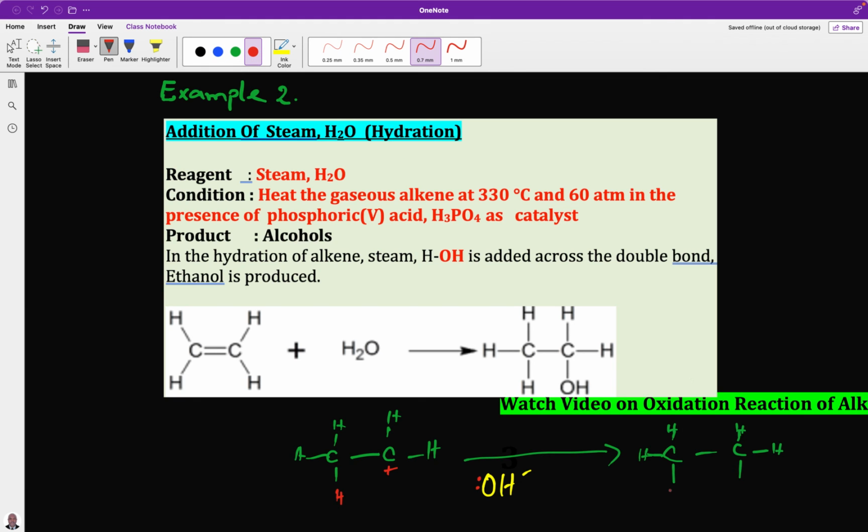A new bond is formed. So the new bond is where? The new bond is here, between the lone pair of electrons on the oxygen and the carbon. And that is why you see this structure like that. So that is the same mechanism.